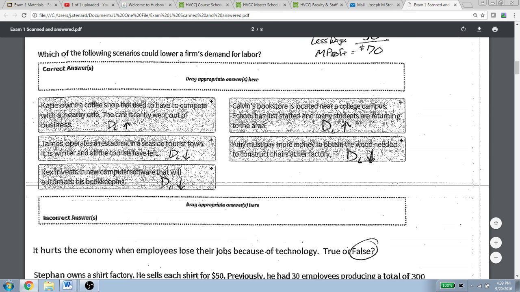So if I were to ask this question, label them A, B, C, D, E, and I was looking for something that would lower a firm's demand for labor, then the correct answers would be B, C, and E. And it's totally fine for you to mark a scantron with more than one bubble if that's the correct answer.